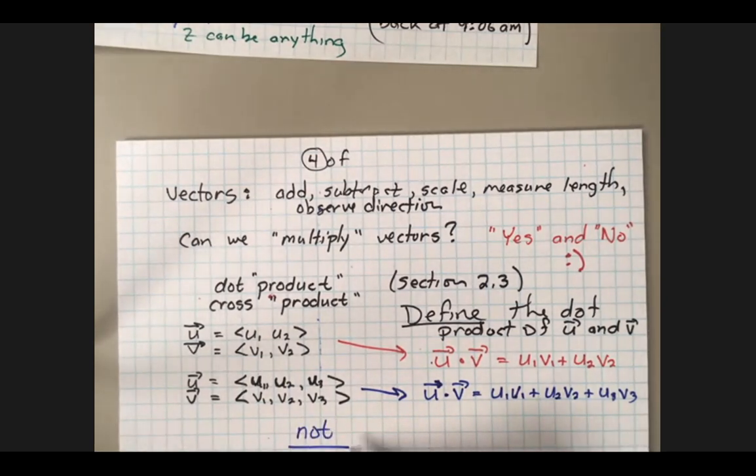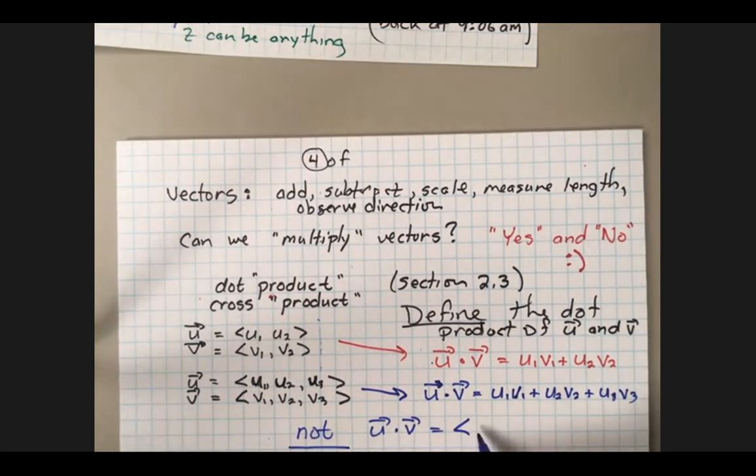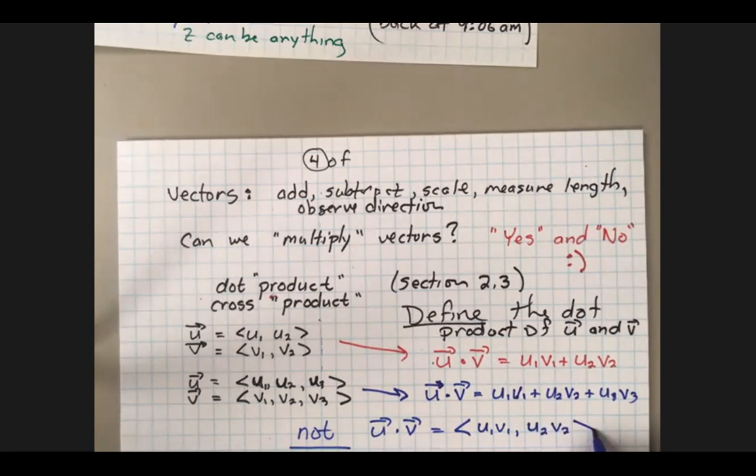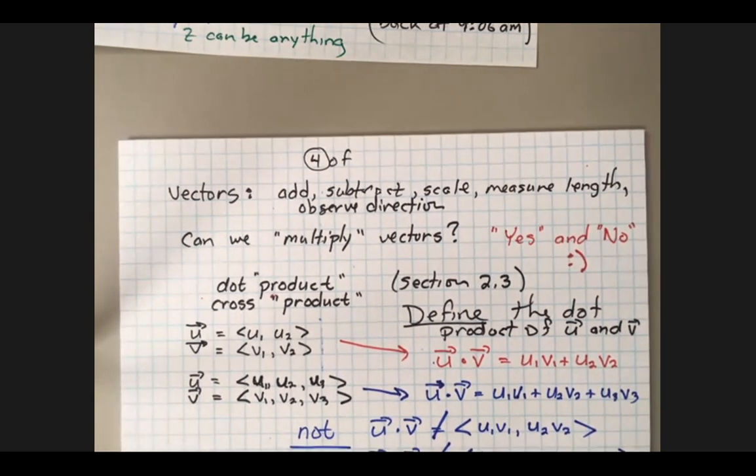Notice it does not say u dot v is creating a new vector, u1 v1 comma u2 v2. It does not say I multiply the numbers in each slot and leave them there. And this is important. And it's the first major drawback of the dot product. But first of all, let's just practice doing one.